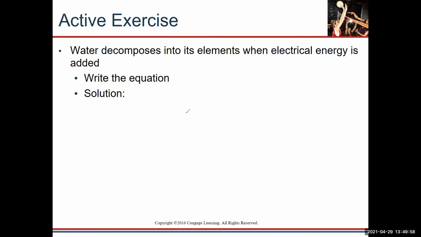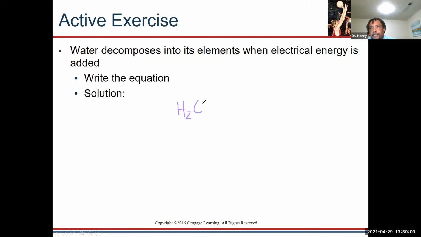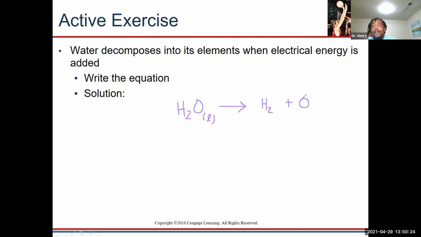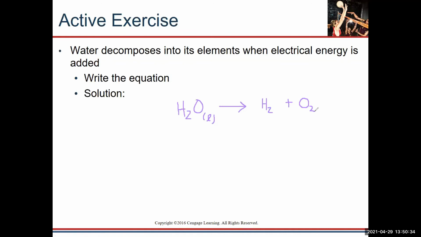Does it start off with H2O? Okay. Solid, liquid, or gas? Liquid. And it's going to make H2 and O2. So why are those twos? Why don't I just put H and plus O? They are diatomic elements.